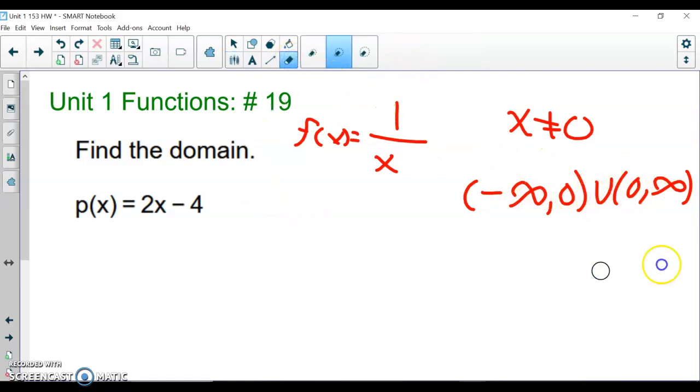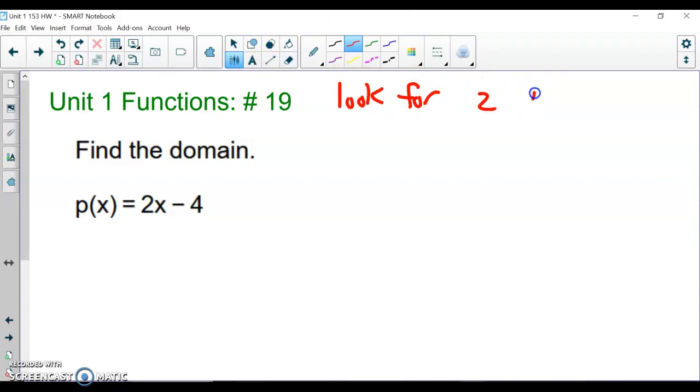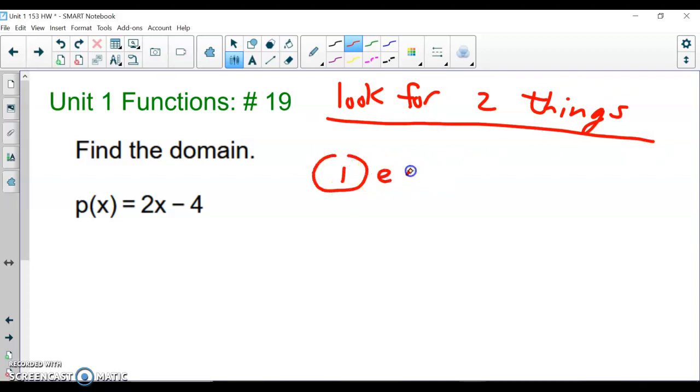When it comes to specifying domain, you only have to worry about two things at this point. You have to worry about denominators. I just showed you where you have a denominator. Look for two things. One, expressions in the denominator.